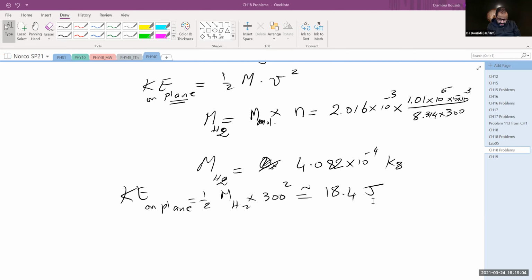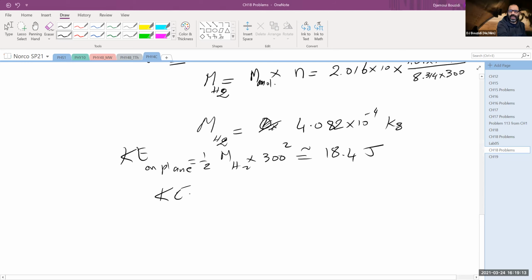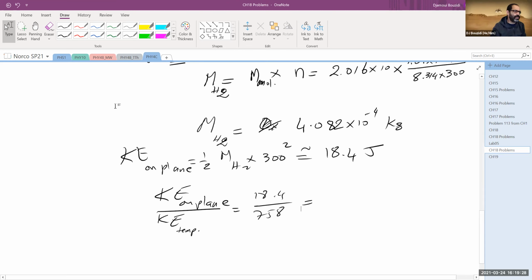So what percentage has the total kinetic energy of the gas increased? The percentage on average is just the ratio: the kinetic energy when it's on the plane over that due to the thermal agitation, which is due to the temperature. So it's going to be 18.4 divided by 758. By the way, I approximated these numbers, and I'm using in the calculator a more updated version, in other words, before rounding. So it's giving me 2.4%.